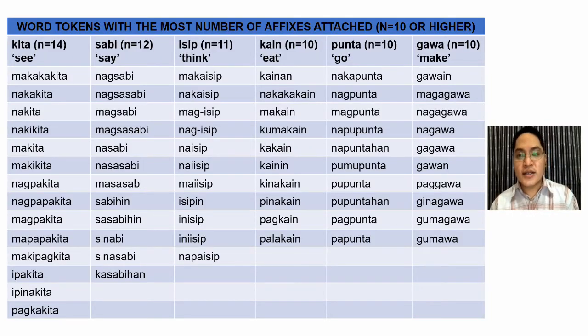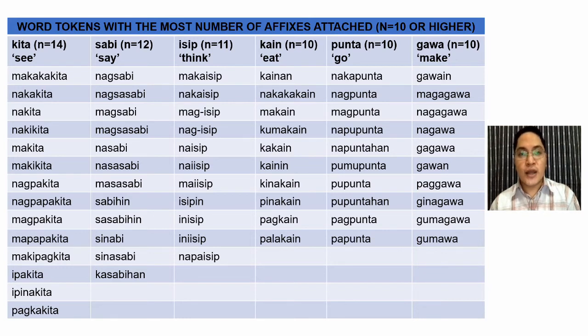This next table shows the word tokens with the most number of affixes attached. We have selected the forms that garnered a frequency count of 10 or higher. From the corpora, the token kita has the most number of affixed forms with 14, followed by sabi with 12 and isip with 11. The tokens kain, punta, and gawa each has 10 derived forms.